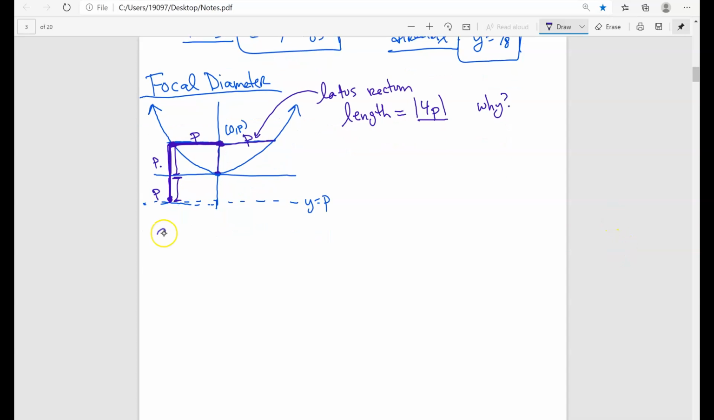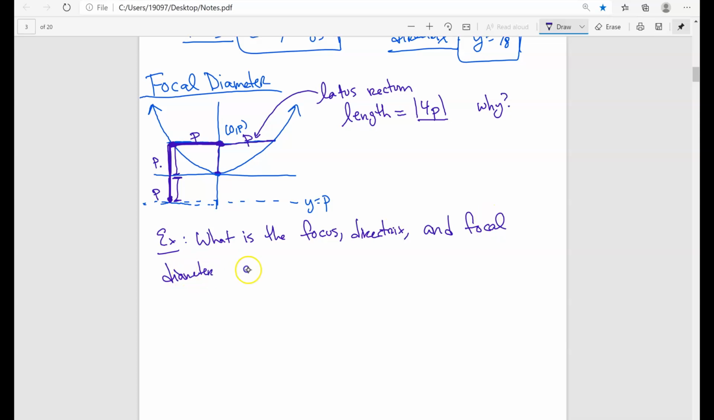So let me do an example. So what is the focus, directrix, and focal diameter of y equals 1/4 x squared?